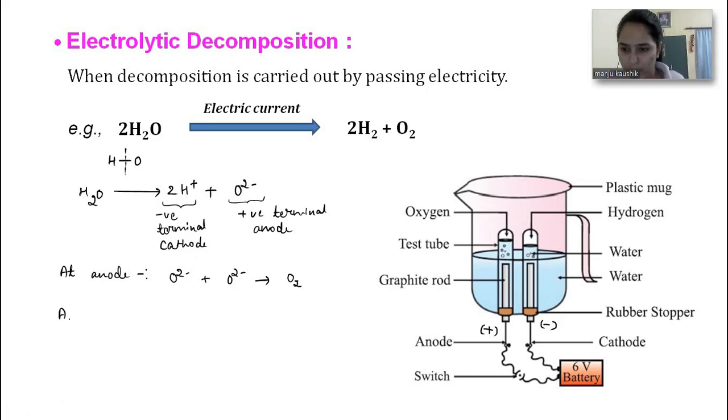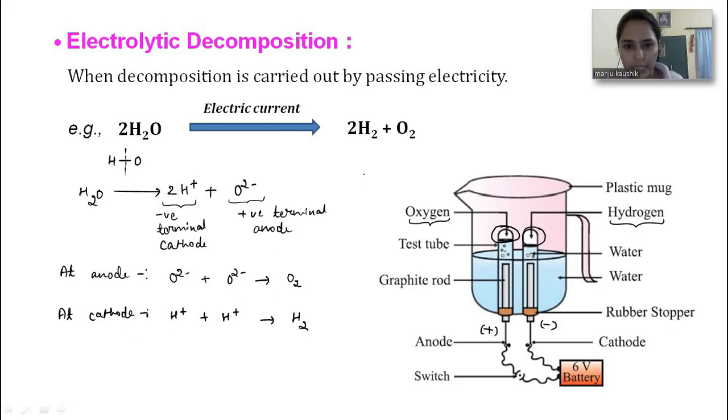And what will happen at cathode? Cathode is our negative terminal. So the hydrogen cations will combine to form hydrogen molecule, hydrogen gas. So hydrogen gas will be formed at cathode terminal, which is this negative terminal. As you can see here, hydrogen is being formed. This test tube, it is hydrogen. And at anode you can see oxygen is collected in this test tube. This is the oxygen. Okay, students.